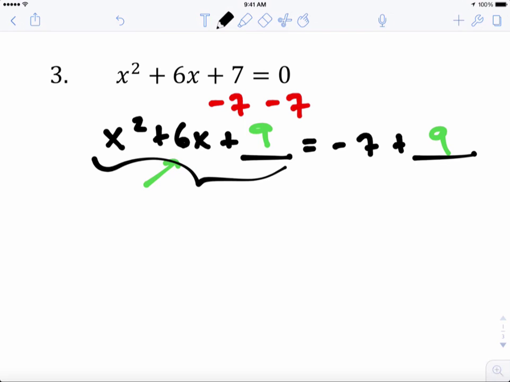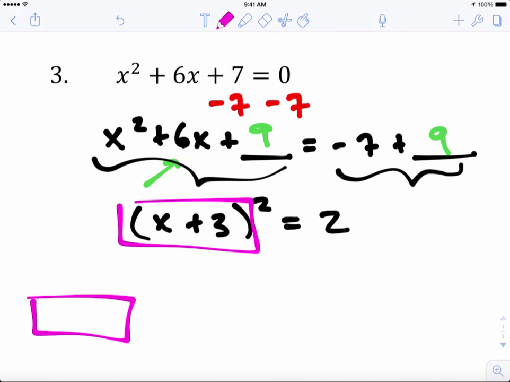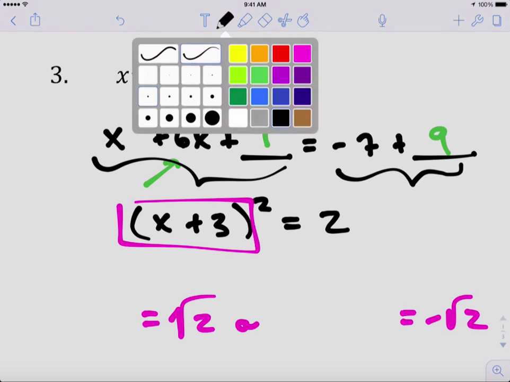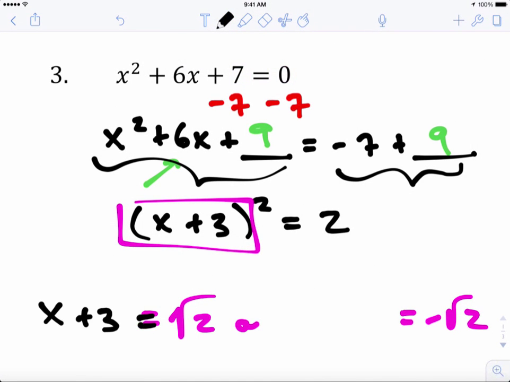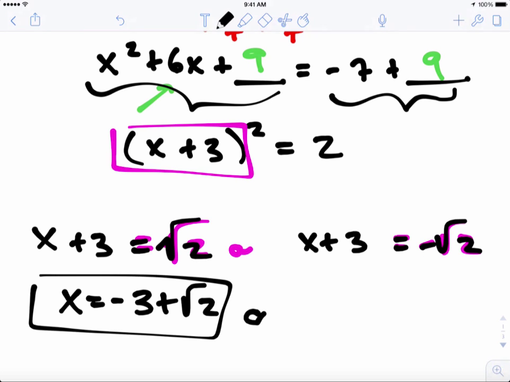The left-hand side is a perfect square trinomial. It is x plus 3 squared. The right-hand side, we get 2. If you tell me that something squared is equal to 2, that something better be equal to the positive square root of 2, or the negative square root of 2. So we find that x plus 3 equals the square root of 2, or x plus 3 equals the negative square root of 2. Subtracting 3 from both sides, x equals negative 3 plus the square root of 2, or x equals negative 3 minus the square root of 2.